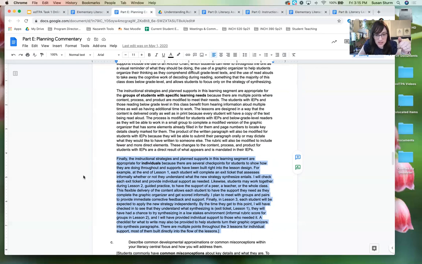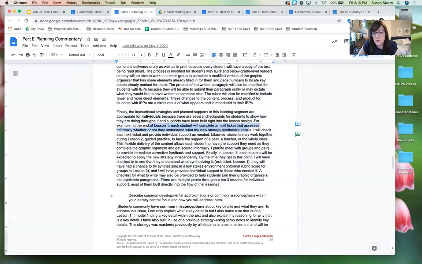So for this one, you can see that individuals will be supported because there are several checkpoints for students to show how they are doing built into the design. So for example, every student gets to show on an exit ticket that they understand what synthesizing entails. I'm going to check each exit ticket and provide support as needed. They also get to work together in lesson 2. They could have peer support, they could have the teacher's support, they could stay with the whole group. There's a flexible delivery of content that is meant to support students individually.